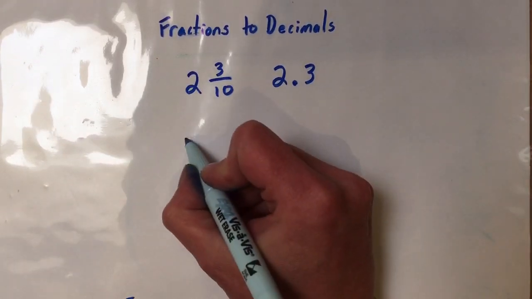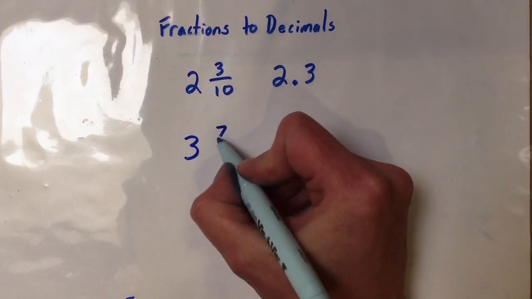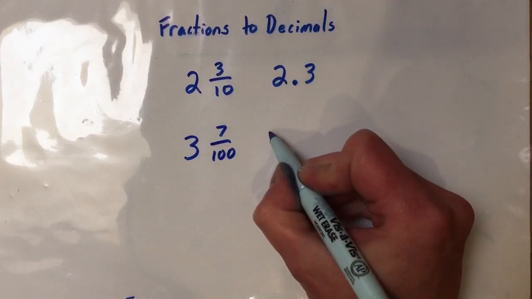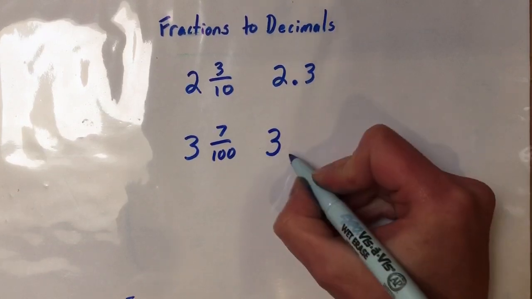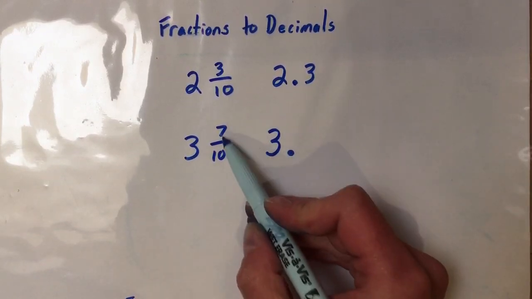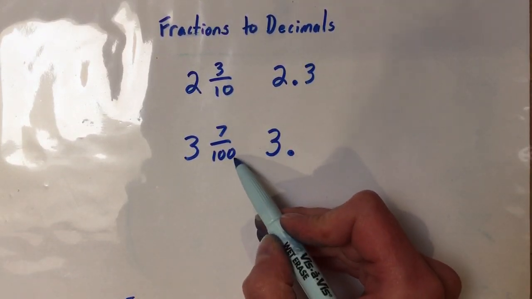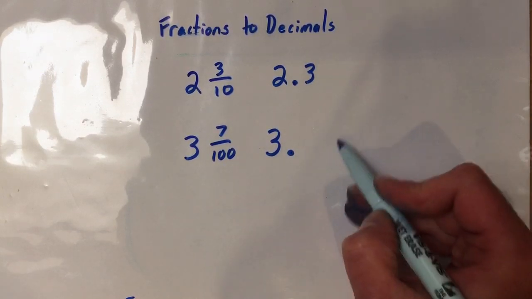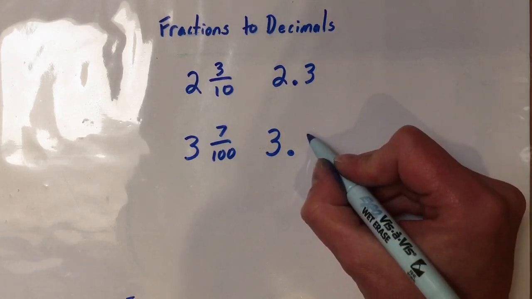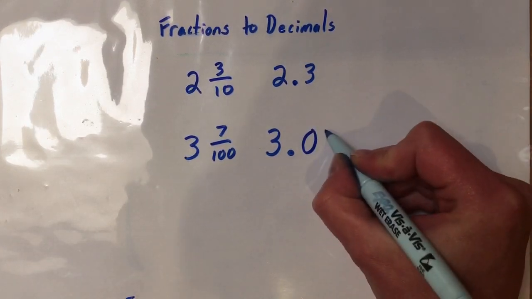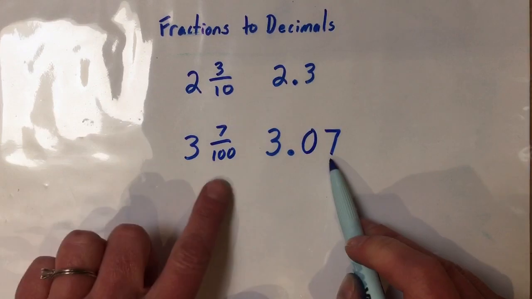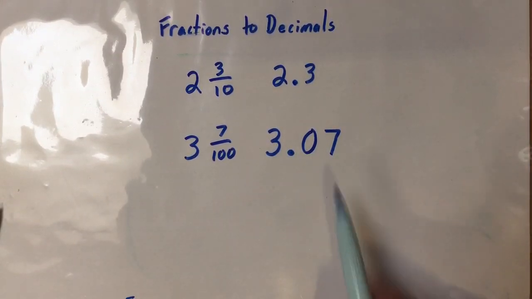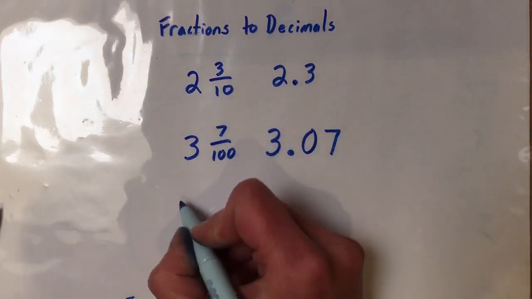All right, let's try 3 and 7 hundredths. That would be 3 is my whole number and 7 hundredths. Well, now I'm not dealing with dimes anymore, so the 7 can't sit right here in the tenths place. It has to go in the hundredths place. So I know I have no tenths, and I need to put my 7 in the hundredths place. 3 and 7 hundredths. Let's try one more.